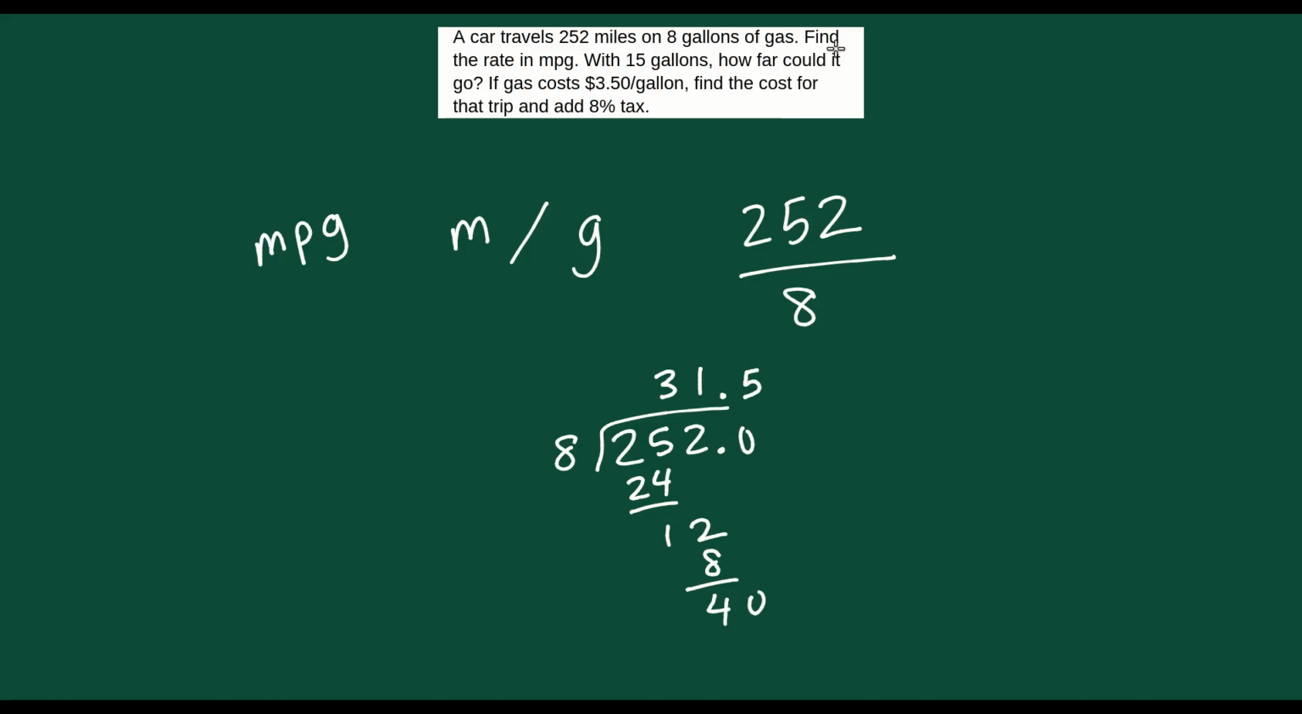So the first thing they want us to find, the miles per gallon, looks like this particular car can go 31.5 miles per gallon of gas. Okay, so 31.5, that's the first thing right there. MPG, 31.5 miles per gallon. Now, the second thing, with 15 gallons, how far could it go? So we said every gallon, it can go 31.5 miles per gallon, right? So if we had 15, how far can we go?